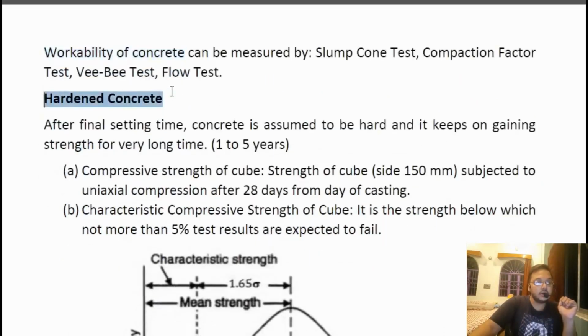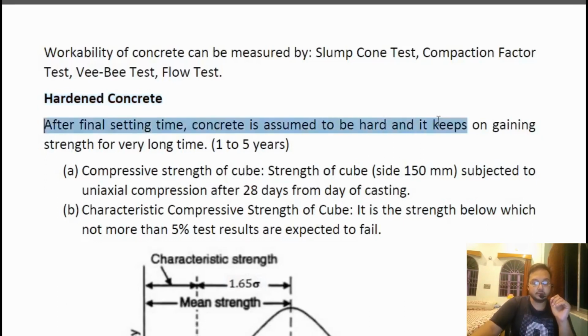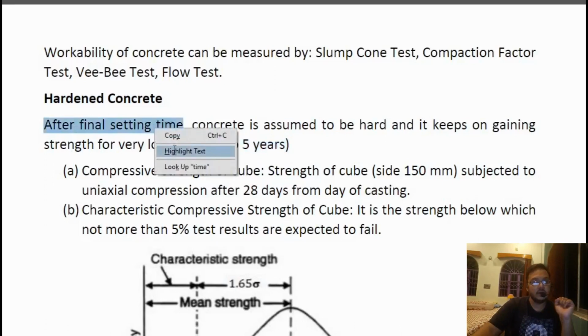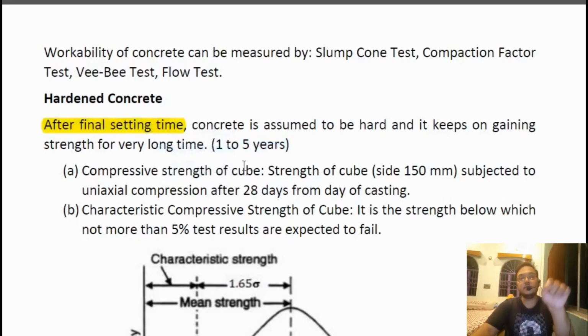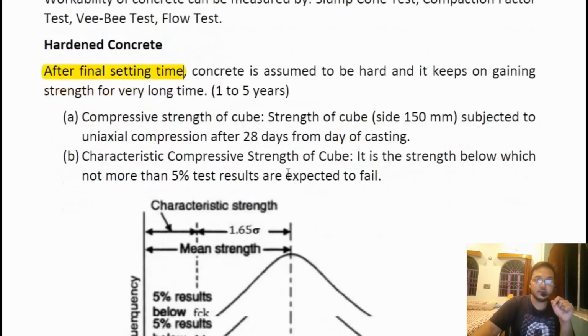Next is the hardened concrete. So after we have done the work with the fresh concrete, suppose we have made this concrete and we are keeping it for 1 year, 2 years, 5 years or even 28 days. After the final setting time, the concrete is assumed to be hard and it keeps on gaining strength for a very long time, that is 1 to 5 years. This happens only after you have achieved the final setting time of the particular cement which you are using for making this concrete.